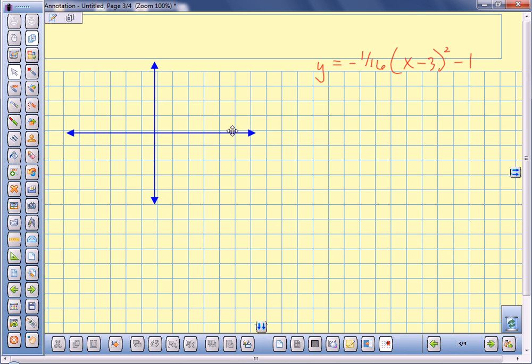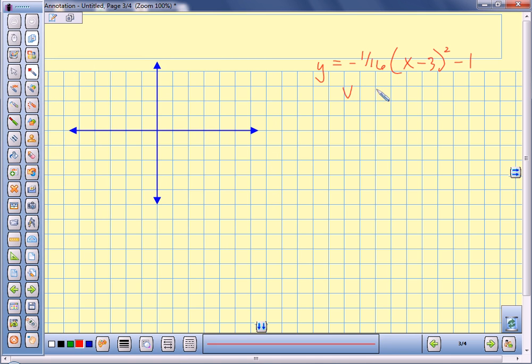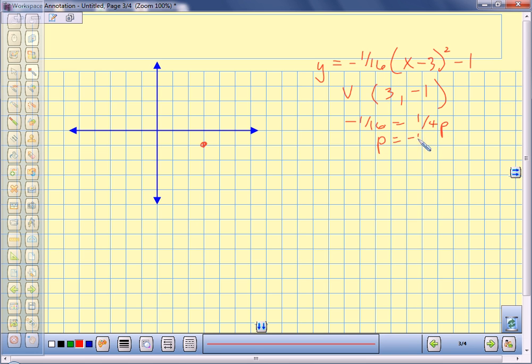So the vertex is the point 3, -1. Now this one's going to open which way? It's going to open down because of the negative. So if we set this -1/16 equal to 1 over 4p, you ought to be able to tell that p is -4, which tells me my focus is 4 units down. So my focus is the point 3, -5, which means my directrix would be 4 units the other way, 4 units up. So it'll be y equals +3.